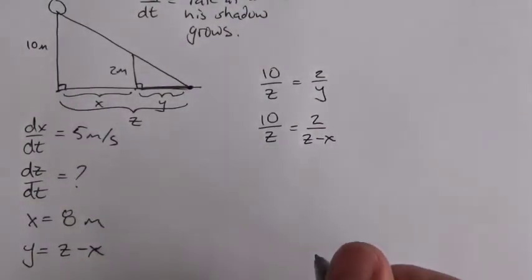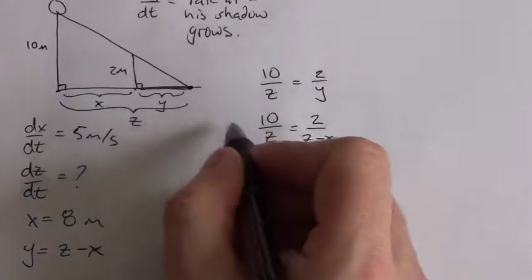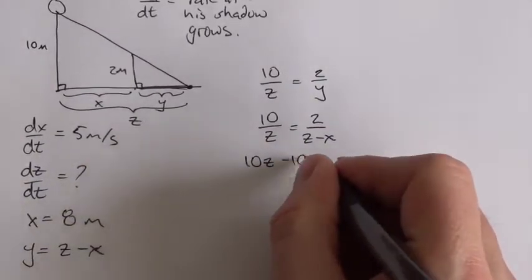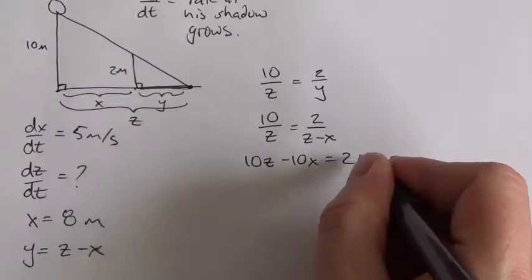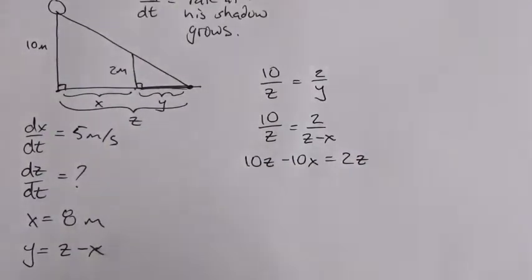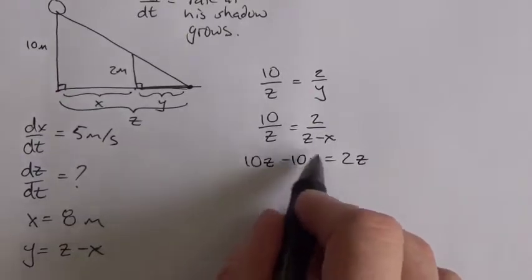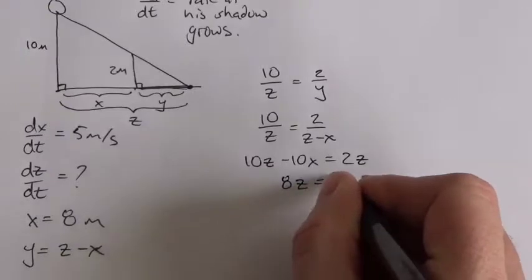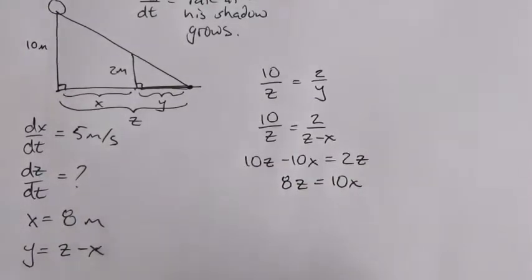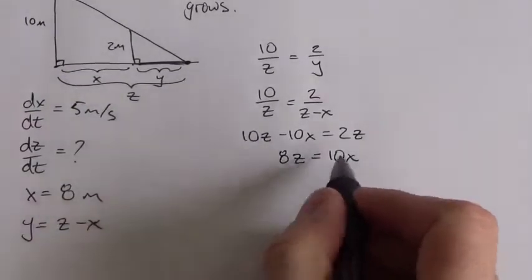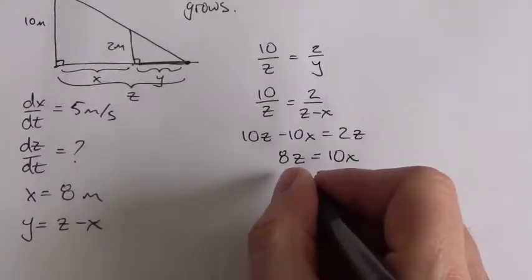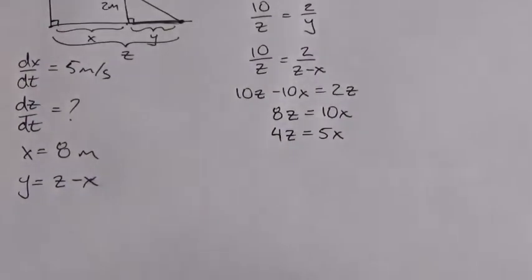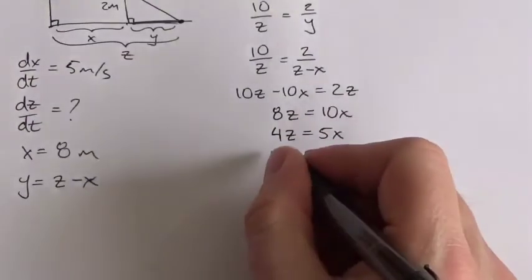And now the only variables in there are my z and my x. So now I'm going to cross multiply, if you will. 10z minus 10x is equal to 2z. Let's bring that x term over, bring the z term over, so that'll be 8z is equal to 10x. Okay, and now I'm kind of lazy, so I'm going to reduce this as much as I can. There's a common factor of 2 there, so 4z will equal 5x.